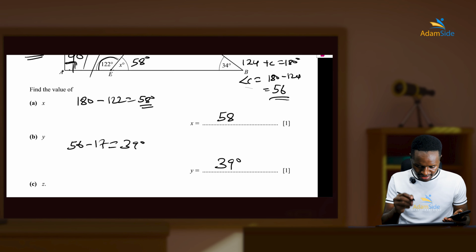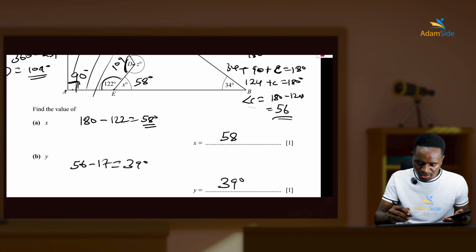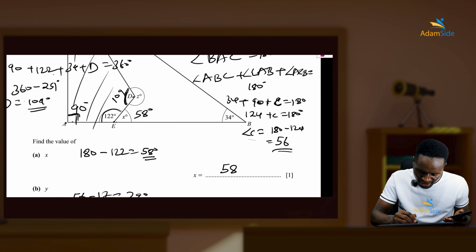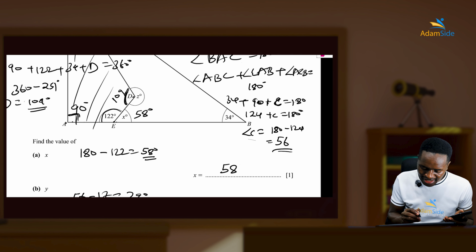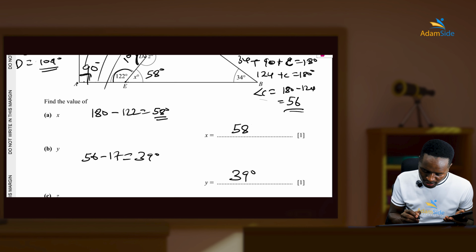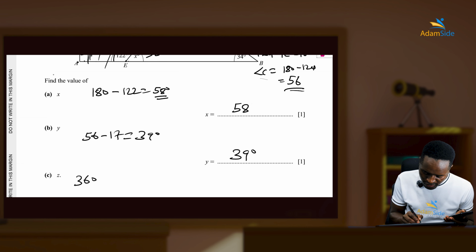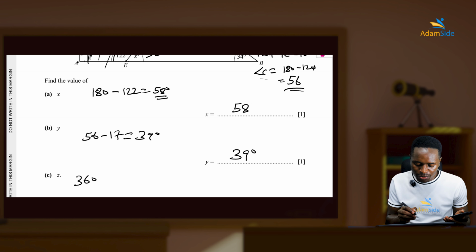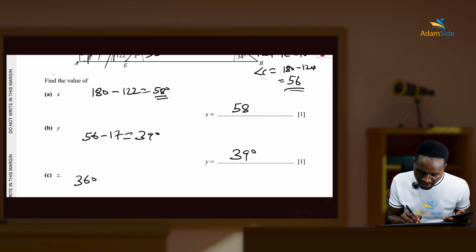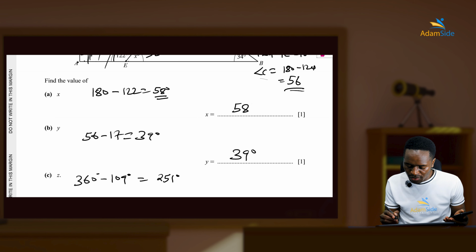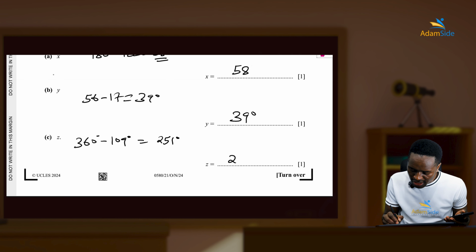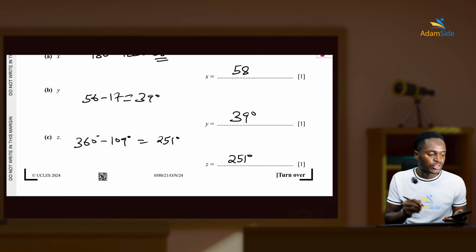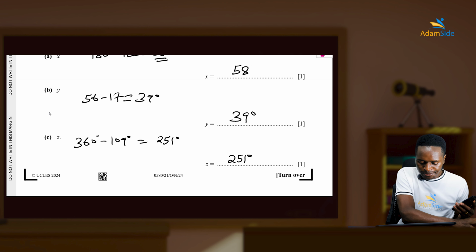And then angle Z. Remember angle D, which is 109, plus angle Z should be equal to 360. Angles at a point add up to 360. So 360 minus 109 degrees, what do you get? You get 251 degrees, and that gives you angle Z. Angle Z is equal to 251 degrees. Correct. Let's go to question number 7.